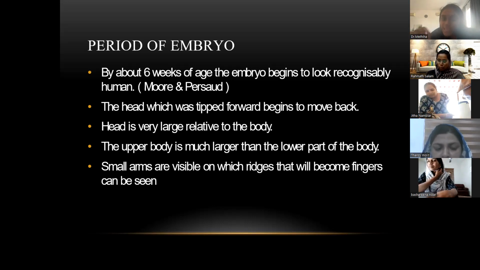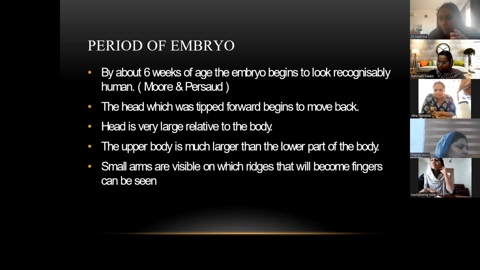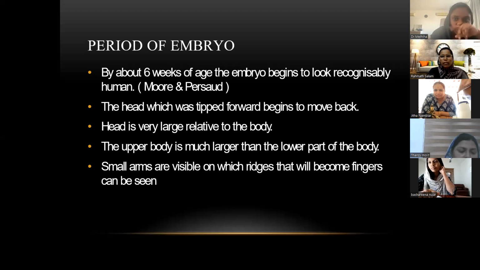Small arms are visible with ridges that will become fingers. That means small buds for the hands are available there. The fingers are not formed at that point of time. It's just 2 arms that we can see. I think there is a picture I've uploaded. Can you move to the next slide?